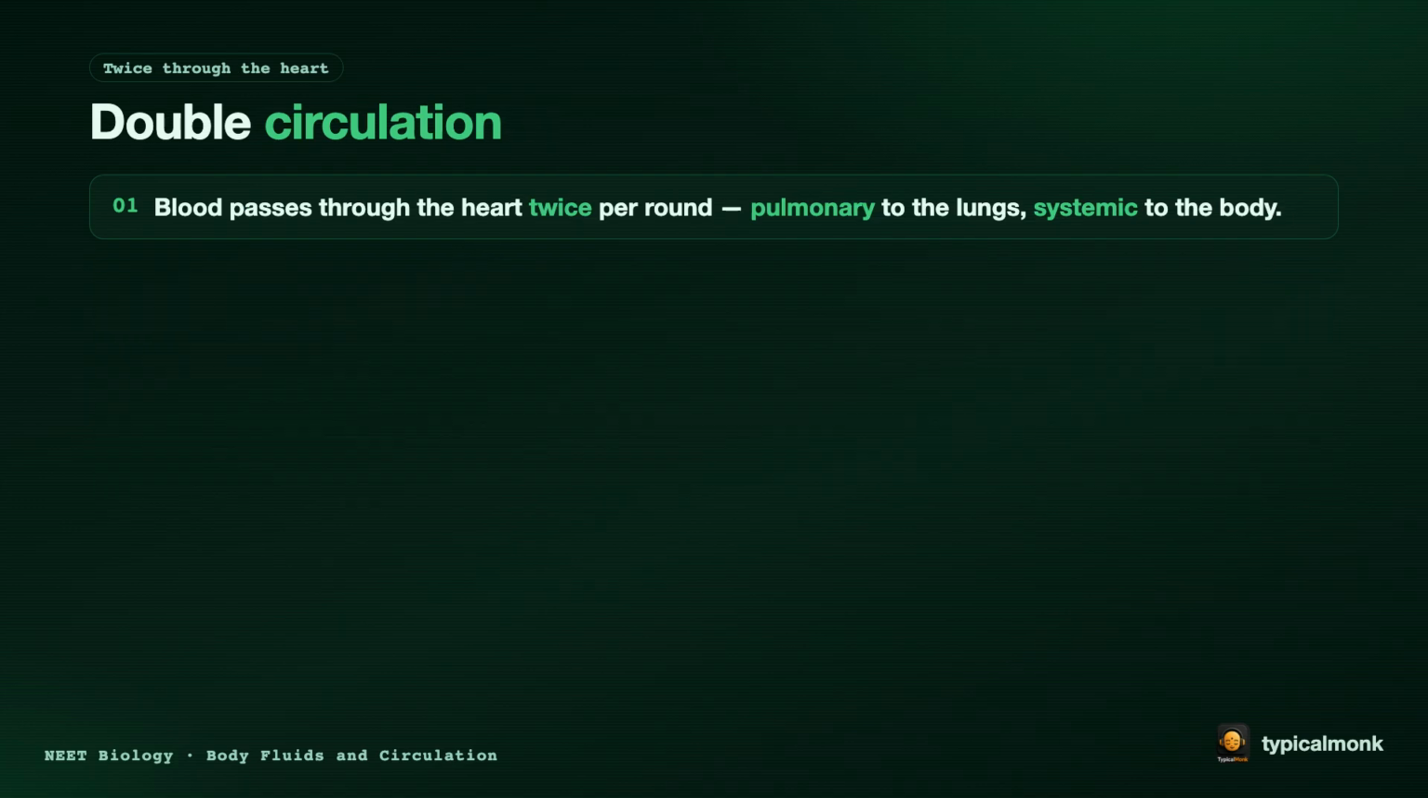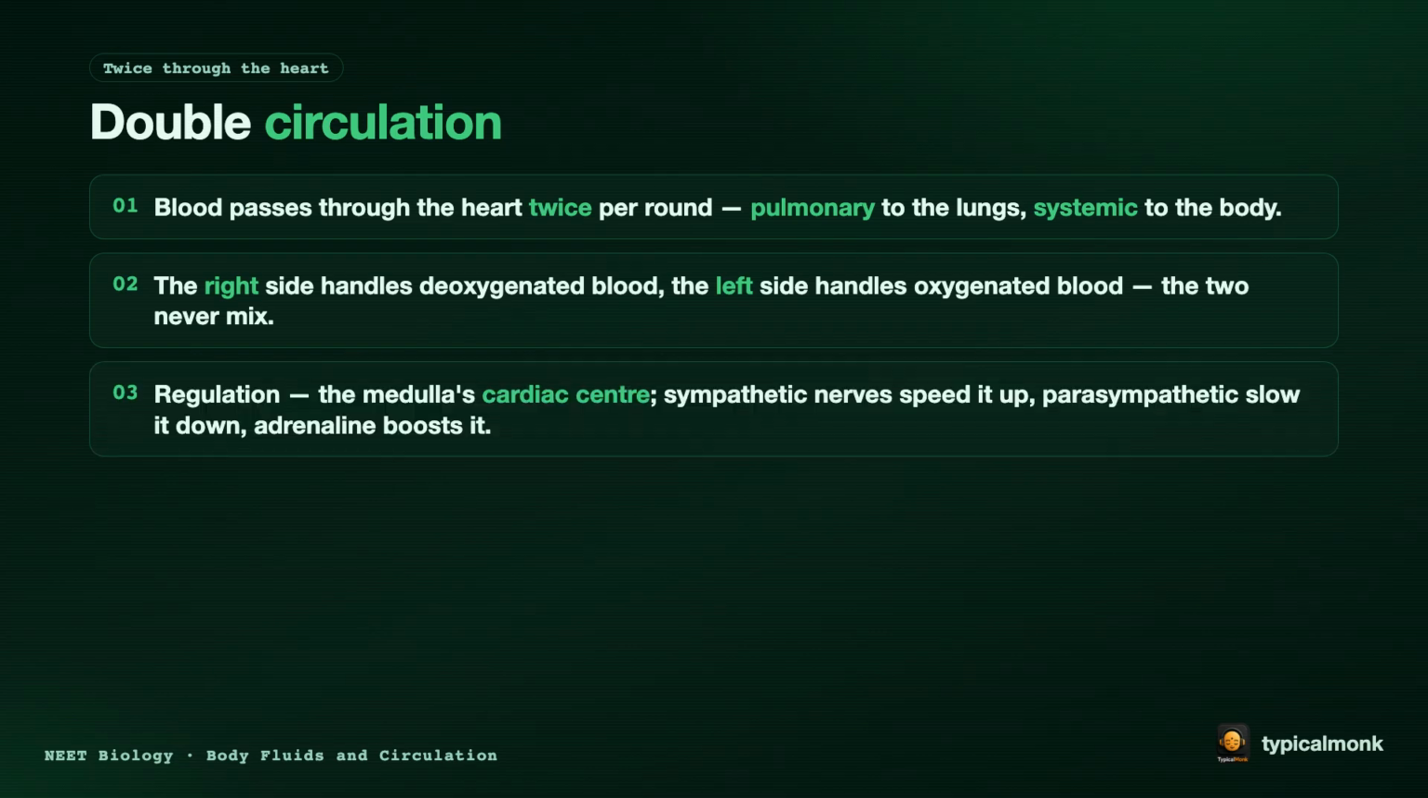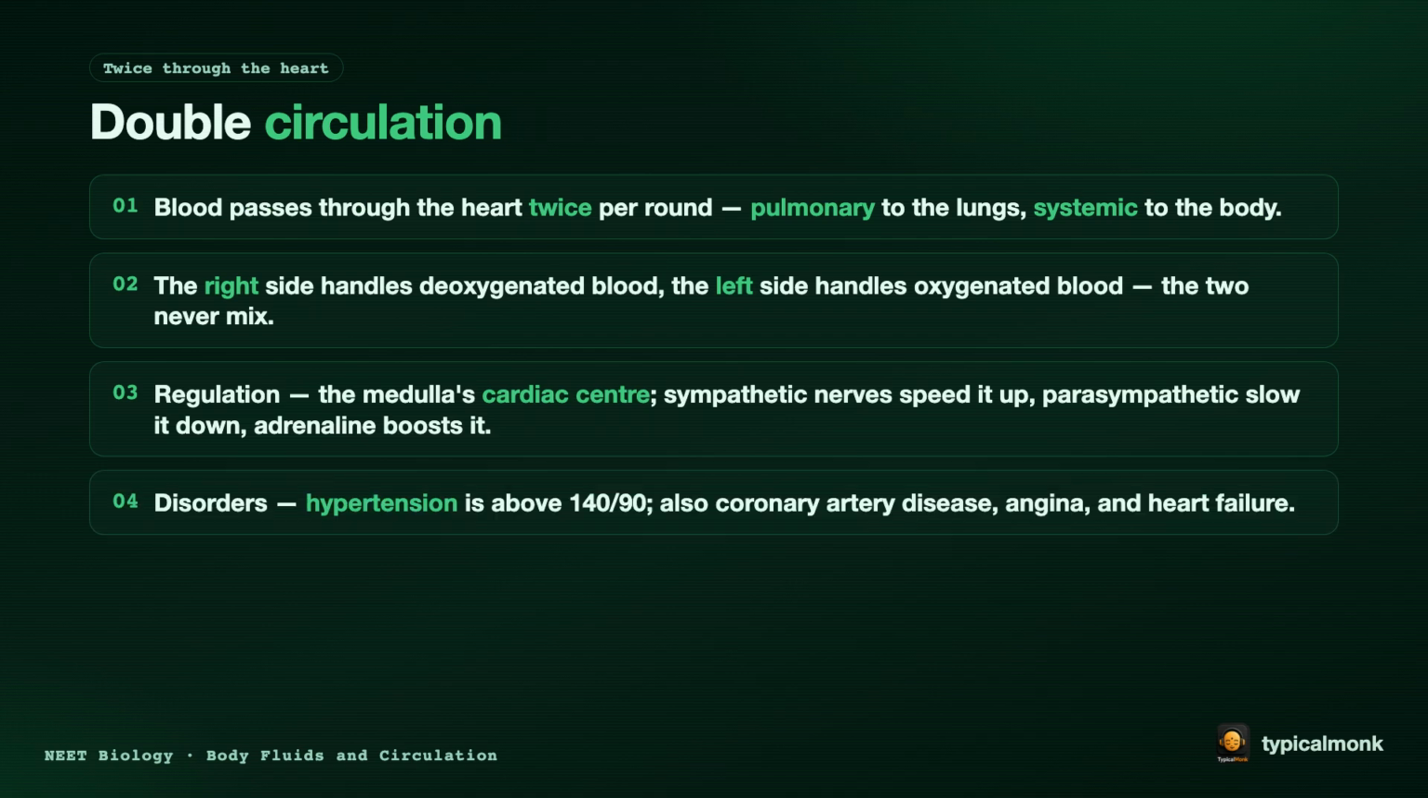Now the full map of circulation. Blood passes through the heart twice per round, pulmonary circulation to the lungs, and systemic circulation to the body. The right side handles the deoxygenated blood. The left side handles oxygenated blood, and the two never mix. Regulation. The cardiac center in the medulla. Sympathetic nerves speed the heart up. Parasympathetic nerves slow it down, and adrenaline boosts it.